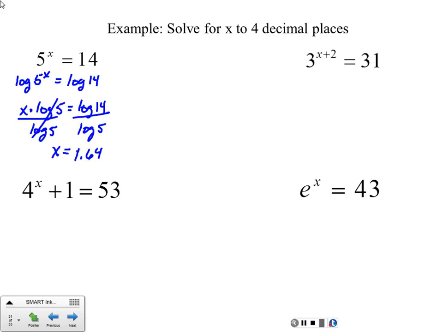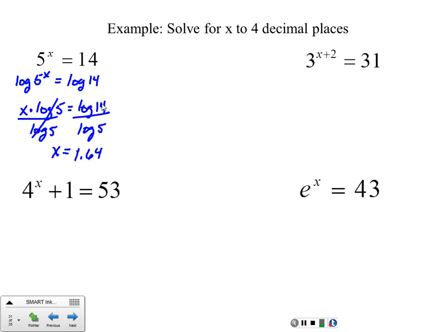Now you should be able to do number 20. Number 17 as well. Once you get number 20 set up in exponential form, it's going to look just like number 17. So 17 and number 20, you're going to work the same way. It's just that in number 20, you have one more step to do.